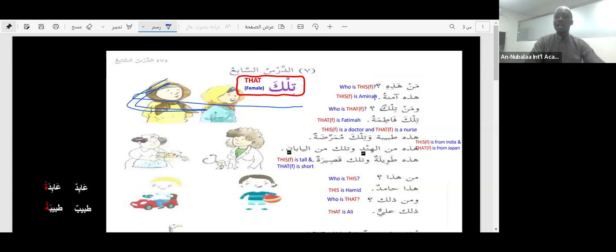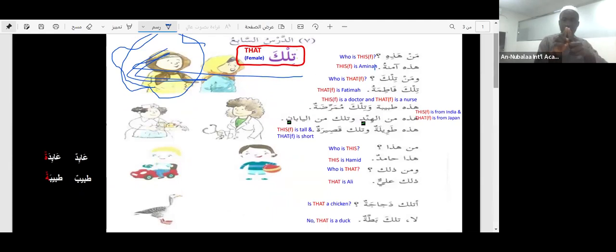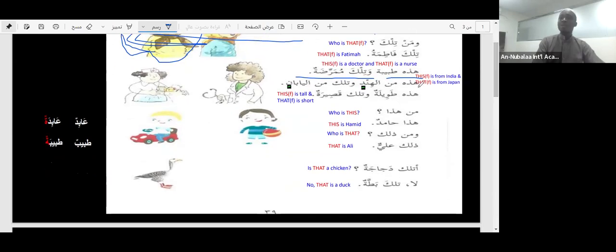You know, tilka is used here because the person the inquirer is pointing towards is feminine. So we have waman tilka, and who is that? Tilka Fatima. That is Fatima. That F in brackets means female here, tilka. So hadhihi tabibatun, this is a doctor. Wa tilka mumarrida, and that is a nurse. This is a doctor and that is a nurse. Hadhihi min al-Hind, this is from India. Wa tilka min al-Yaban, and that is from Japan.